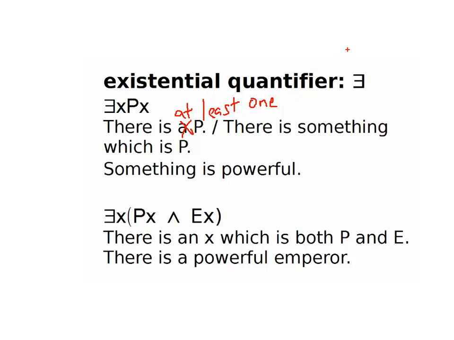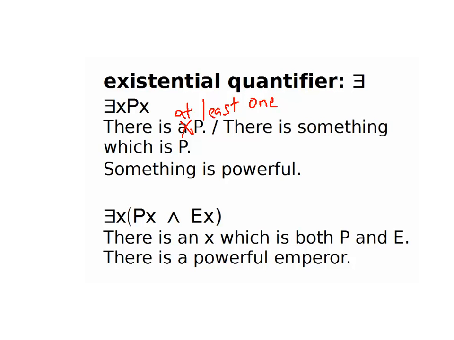There might be two, there might be five, there might be a million, there might be an infinity. But anyway, there's not zero of them. There's at least one thing which is P. We're making an assertion of existence. That's why we call it the existential quantifier. There's at least one thing of a certain sort.